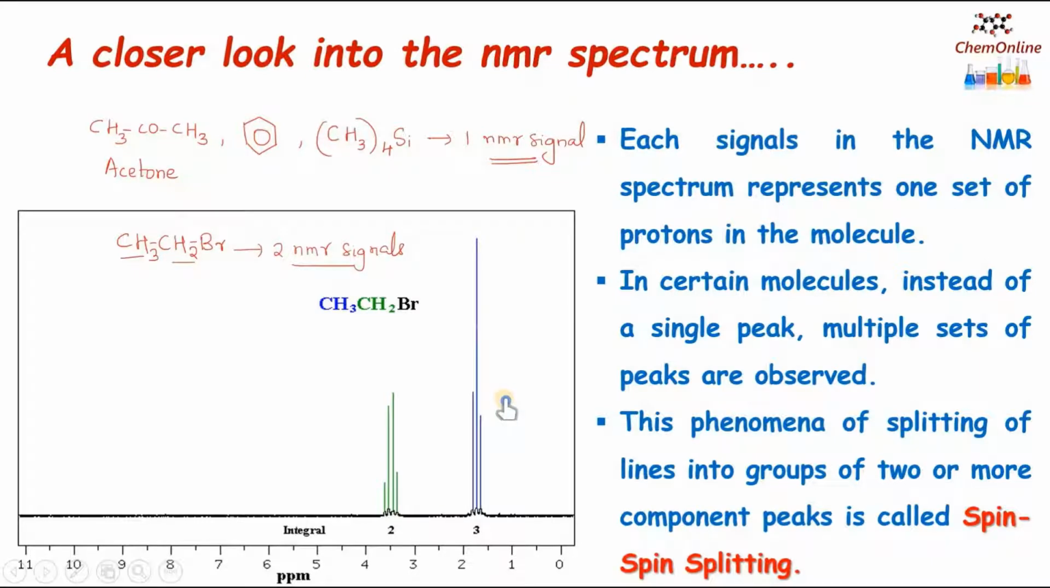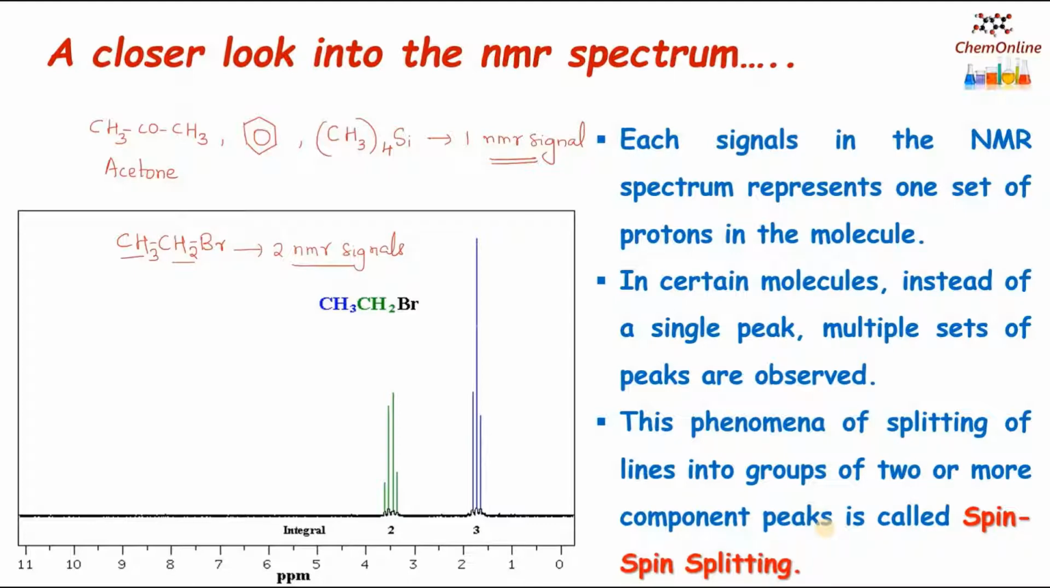So this phenomenon of splitting of lines into groups of two or more component peaks is called spin-spin splitting. Normally we expect single peaks corresponding to the number of equivalent sets of protons, but the actual spectrum will contain peaks which are split into different components. So such splitting of peaks into groups of two or more component peaks or component lines is called spin-spin splitting.